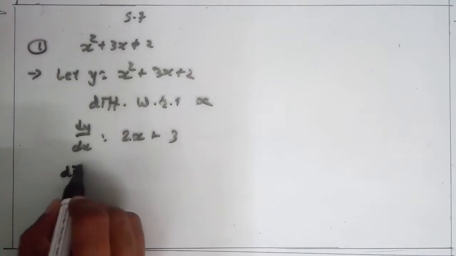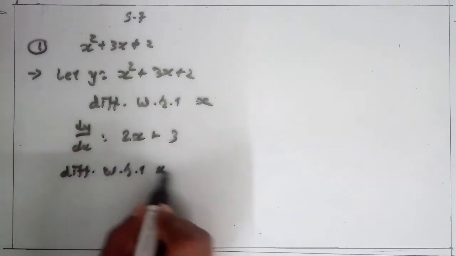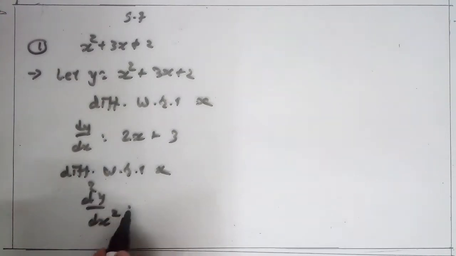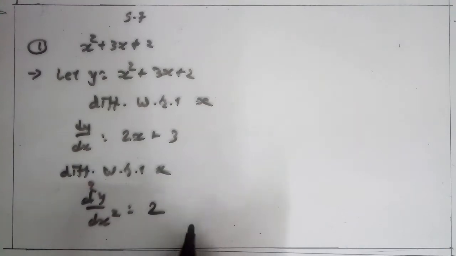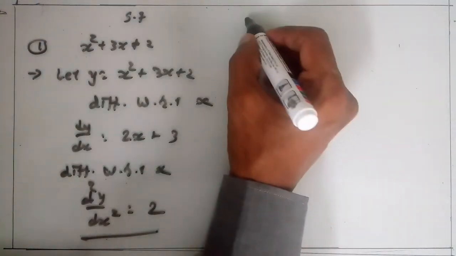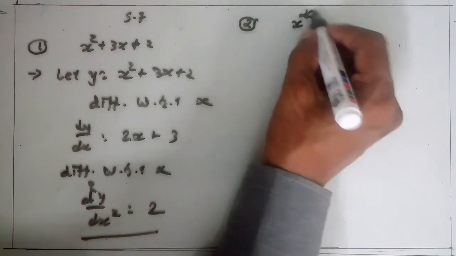Now differentiate with respect to x a second time. So here we get d²y/dx² = derivative of 2x, which is 2. Derivative of a constant term is 0. So this becomes the second order derivative of the given term. Clear?